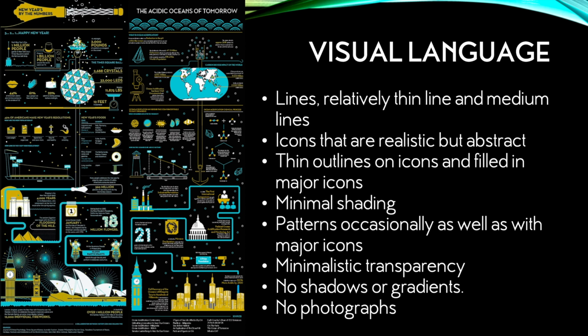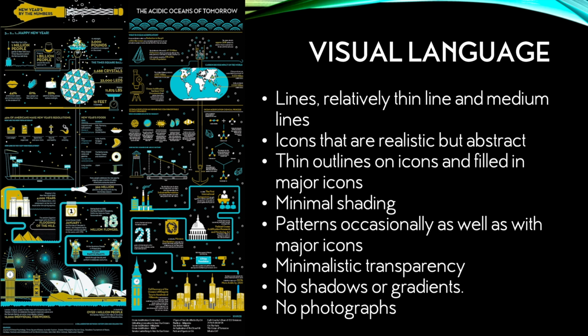A visual language model focuses on the look and feel of display while adding a level of realism and detail compared to abstraction and simplification by considering shape quality, line treatment, texture, and fills. My display utilizes many lines that are relatively thin or are prominently medium. My visual language model utilizes icons that are realistic but abstract, so they don't involve much detail. The model uses thin outlines on icons and fills in major icons. The model uses minimal shading and fills objects with patterns occasionally as well as with major icons, and utilizes minimalistic transparency. The model doesn't include shadows or gradients, and moreover, there are no photographs utilized in the model.